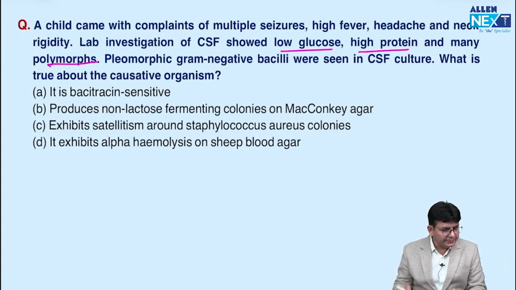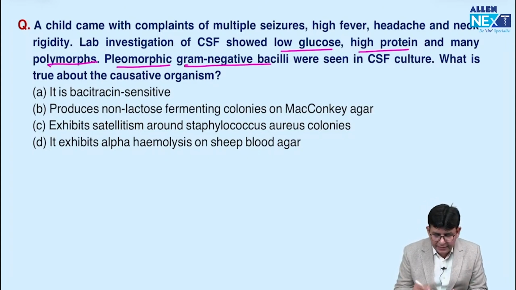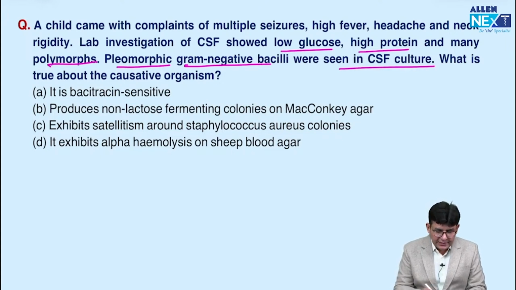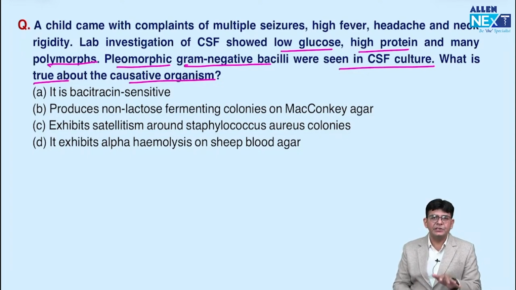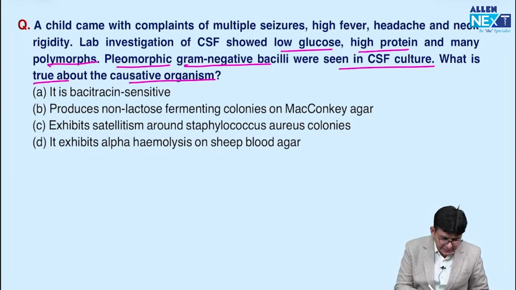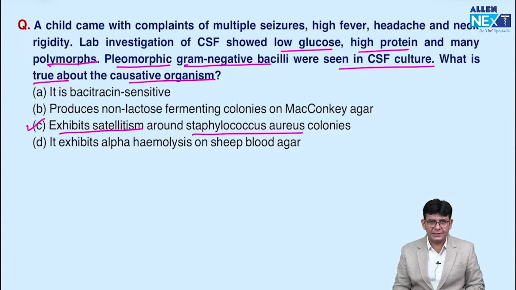Then this particular word you see, pleomorphic gram-negative bacilli was seen in the CSF culture. What is the true statement about this causative organism which has done this pyogenic meningitis? The answer is C. Okay. It exhibits satellitism around the Staph aureus colonies or streak, you can say.